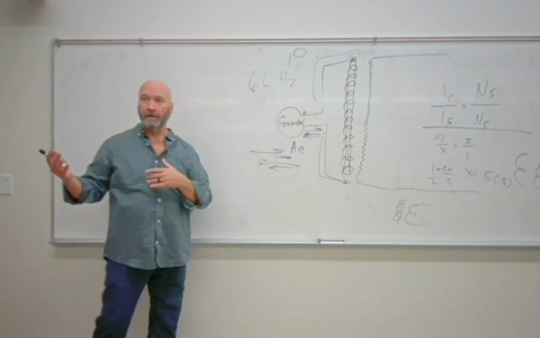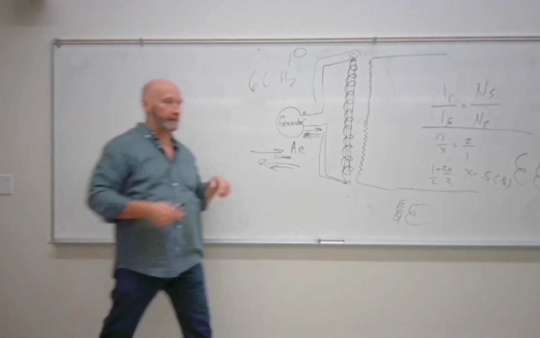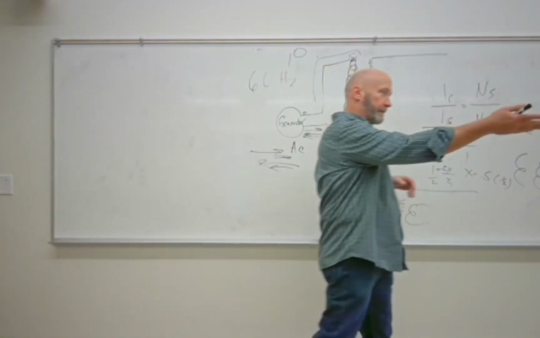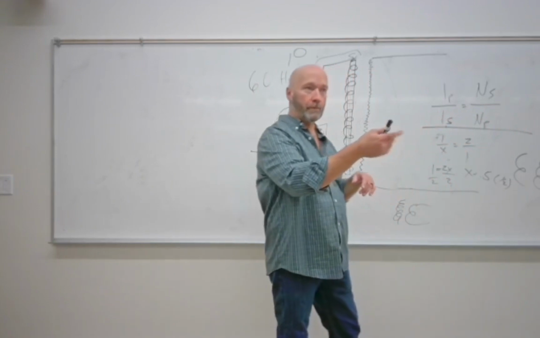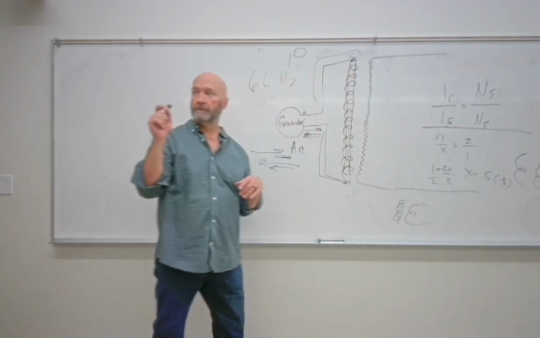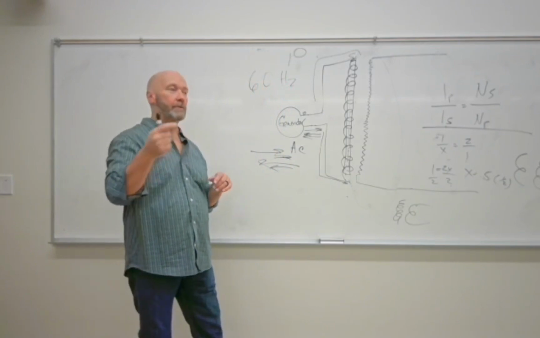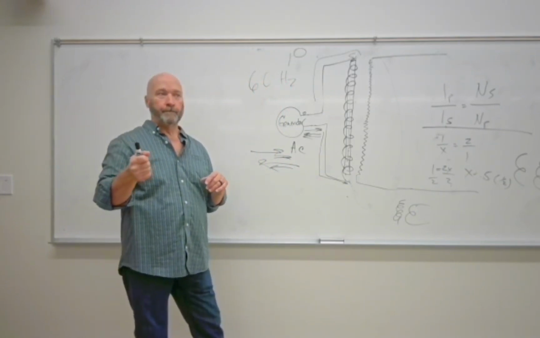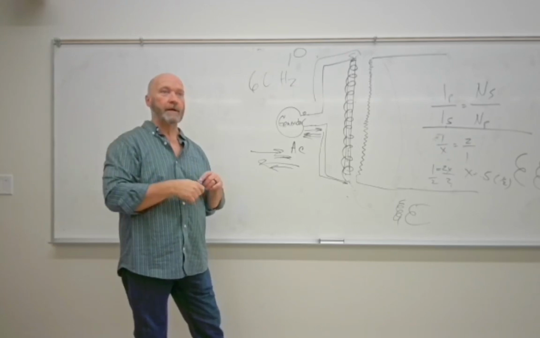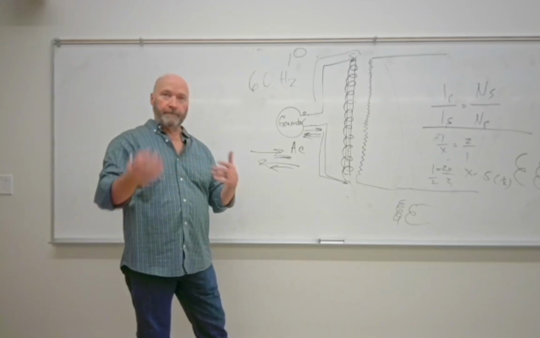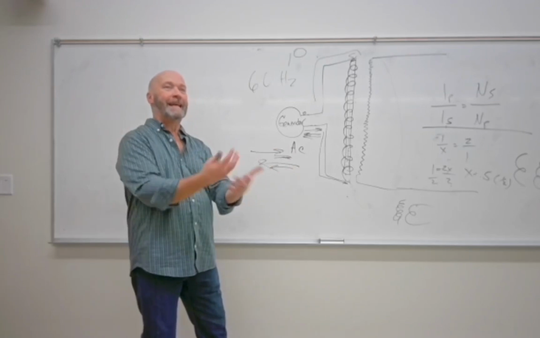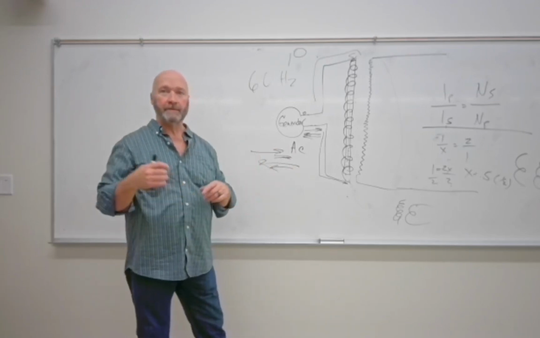Remember V equals IR. Again, you notice that one coil was skinnier than the other, right? So if one coil is skinnier than the other, what does that do with resistance? It increases resistance, right?